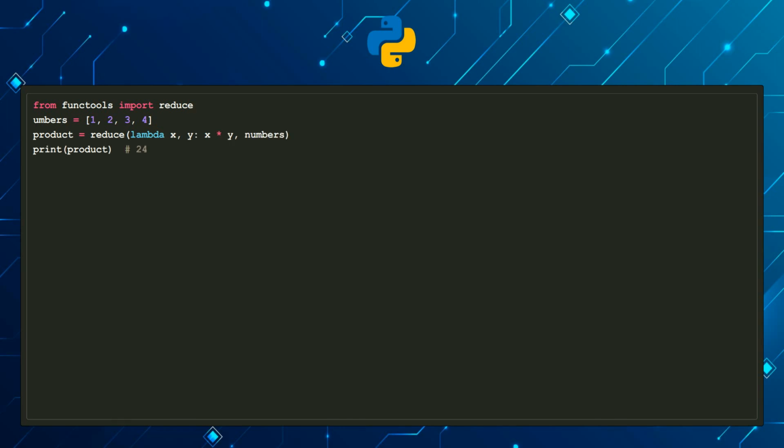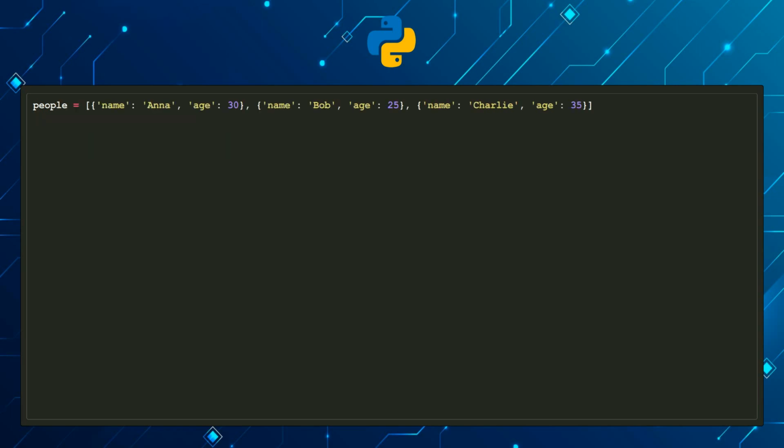Another exciting application of lambda functions is in sorting. By using them as the key argument in the sorted function, we can customize sorting behavior. Did you know that lambda functions can be nested? This means you can define one lambda function inside another.